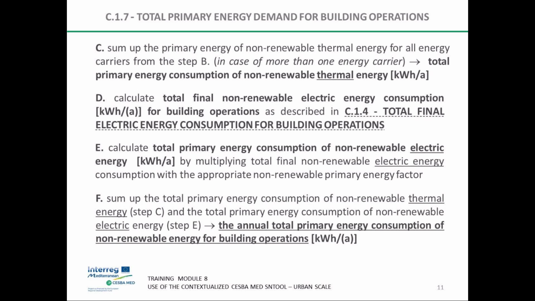We calculate the total final non-renewable electrical energy consumption for the building's operation. And then we calculate the total primary energy consumption of non-renewable electrical energy by multiplying the total final non-renewable electrical energy consumption with the appropriate energy factor. We sum up, right, in order to obtain the annual total primary energy consumption of non-renewable energy for buildings operation.